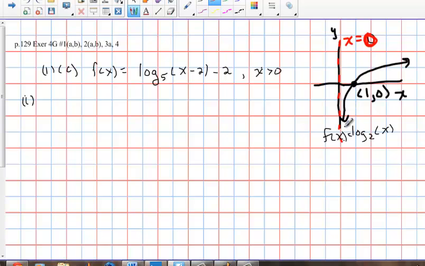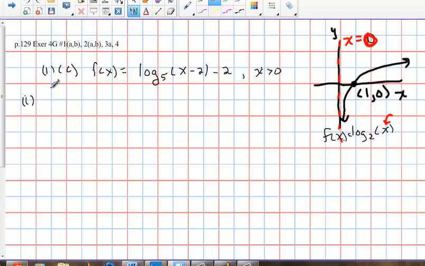The domain has to be greater than 0. So you can't have a non-positive number here. X cannot equal 0, and x cannot be a negative number. When you take a log, you have to take a log of a positive number, and that's going to determine the domain for our functions here.